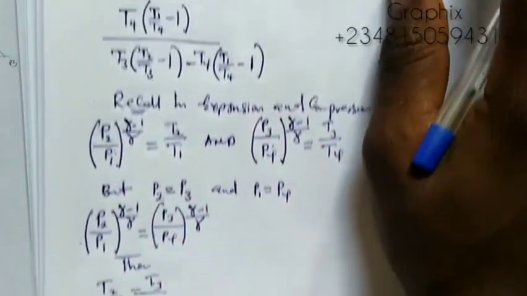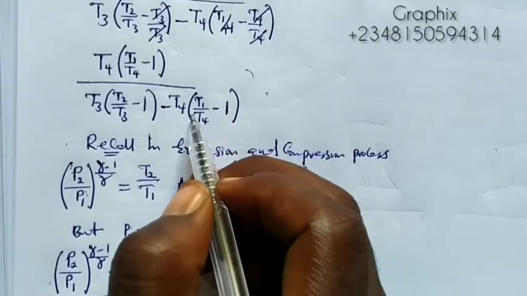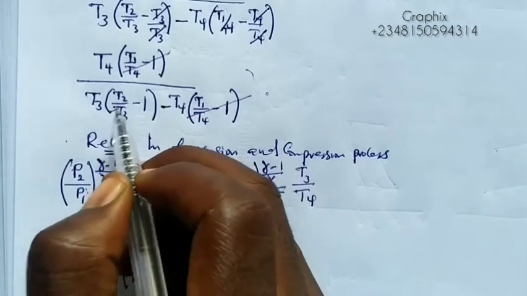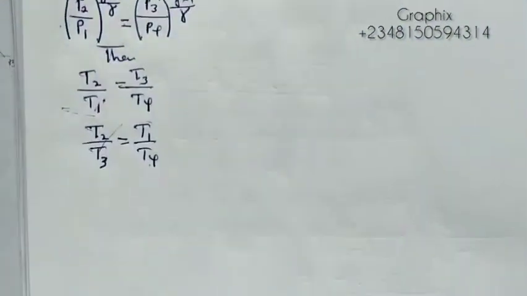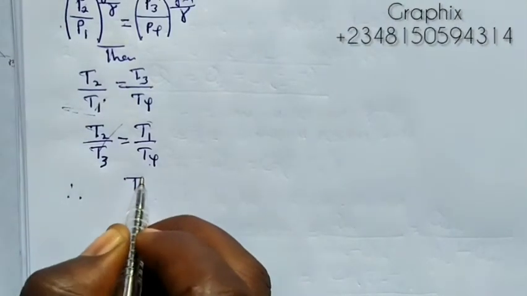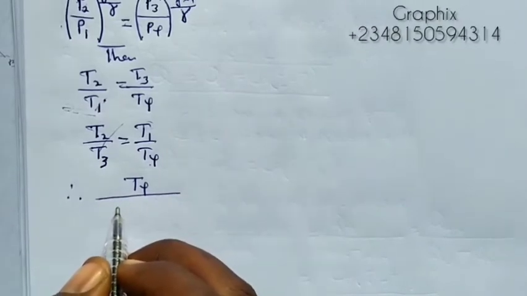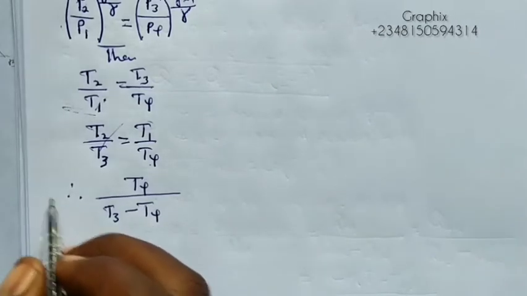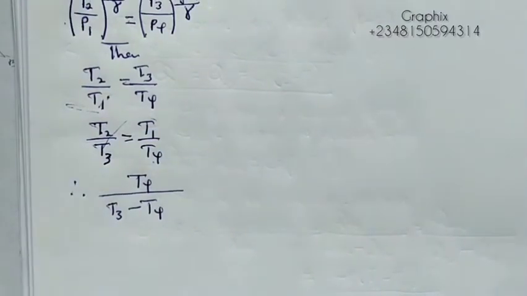So it means that from this equation 1 here, this will equate this, and at the same time equate this, because they are all equal. So I'll now say therefore COP equals T4 all over T3 minus T4. Now I will divide both the numerator and the denominator by T4.